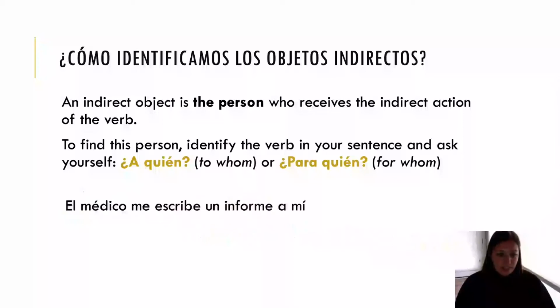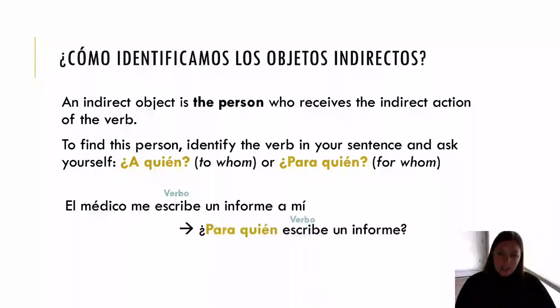Next, I have el médico me escribe un informe a mí. So I find my verb, escribe. I ask myself, ¿para quién escribe un informe? And the answer is para mí. So now I know my indirect object.